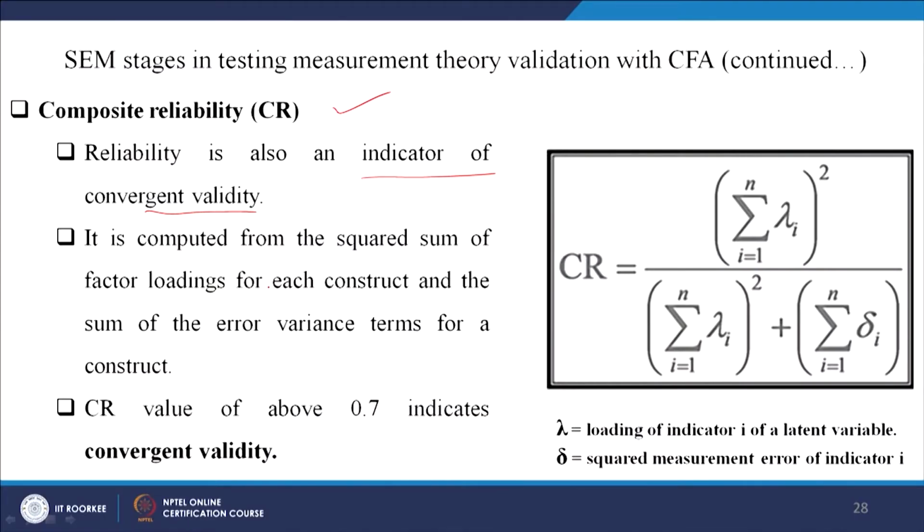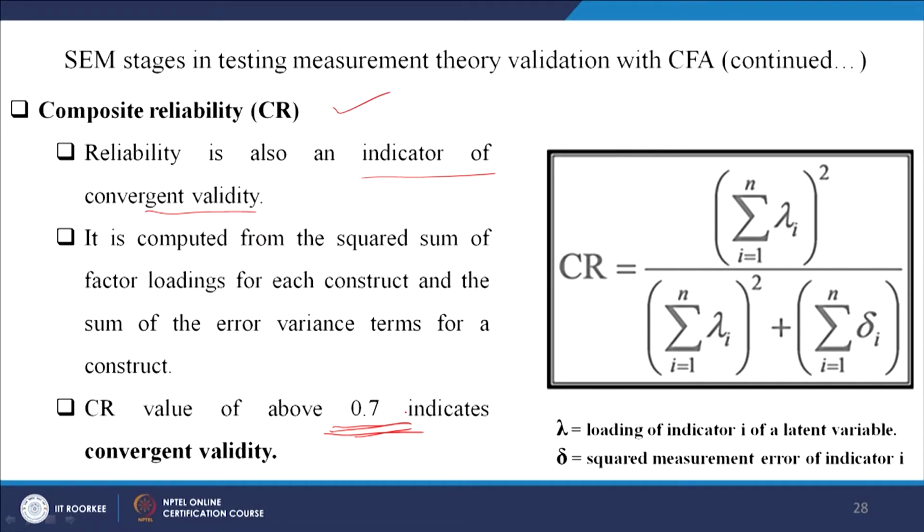Similarly, composite reliability is another measure which is also an indicator of convergent validity. It is computed from the squared sum of the factor loadings. Now, just directly going to the formula, composite reliability is equal to the summation of lambda, squared, divided by the squared summation of lambda plus sigma, the variance. The cutoff value for composite reliability has been kept at 0.7.